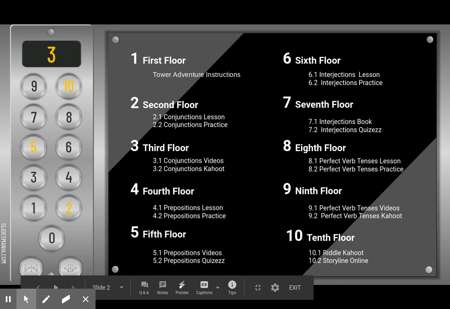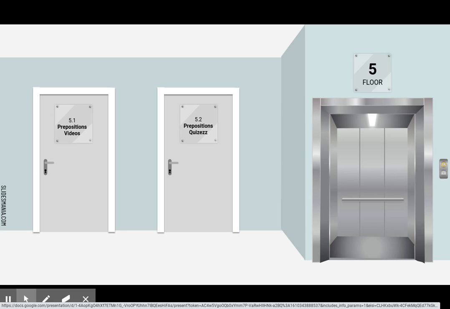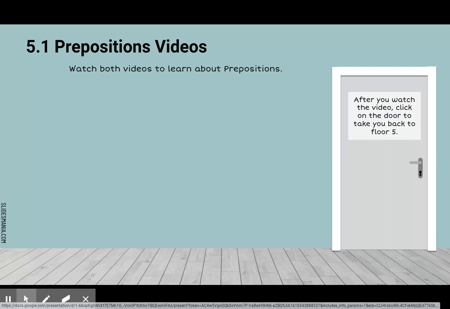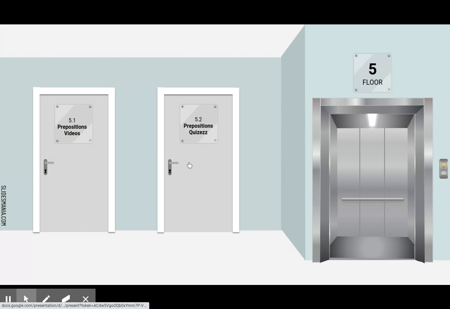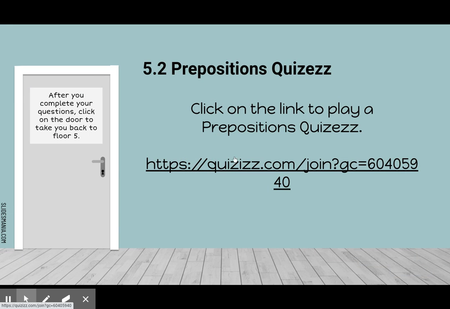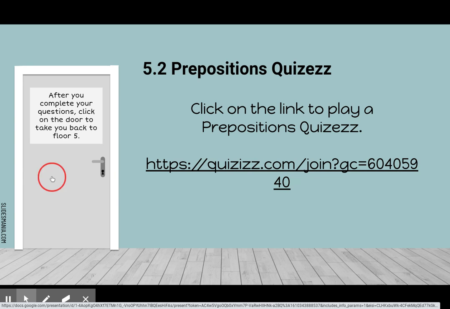So let me show you another floor just so you have an idea of what to expect. So let's go on to floor number 5. So floor number 5, we have prepositions videos. So you'll click on the door, watch both of the videos. Once you're out of the videos, then you click back out, and then you go and click on this link to practice and play the quizzes game. So again, this is very similar to a Kahoot. So this will just take you back out and you'll be able to play that, and then you'll be done with that.